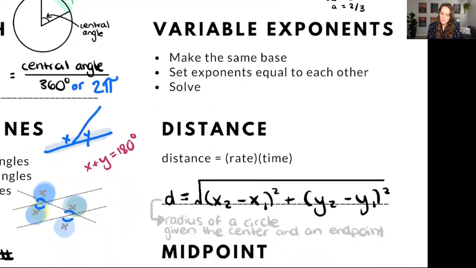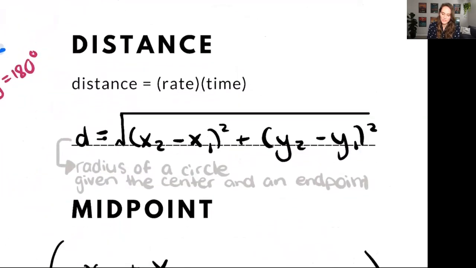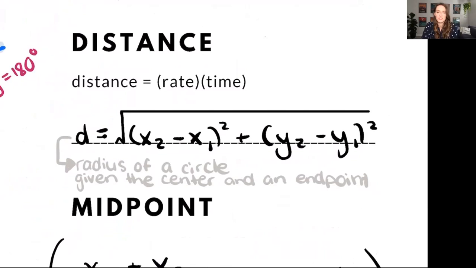For the distance questions, you need to know 2 ways to find distance. The first is just distance equals rate times time, or distance equals velocity times time. And the second distance formula is for if they give you 2 coordinates and you need to find the distance between those coordinates. A classic case of this would be if they give you the coordinate of the center of a circle and the coordinate of an endpoint on the circle, then you can find the radius by finding the distance connecting those 2 points.